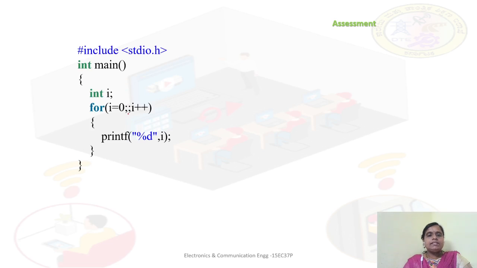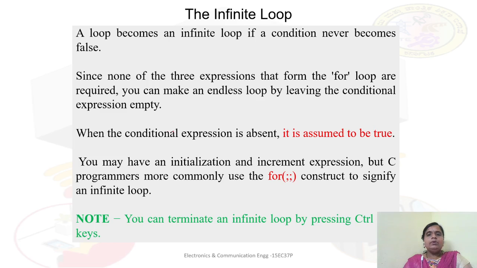Here I have skipped the expression 2. When the expression 2 is skipped, we always consider it to be what? The true condition. Hence, when the testing condition is absent, we are going to consider it to be the true value. So as it always remains true, it is going to enter the infinite loop. Okay, so what is an infinite loop? If the condition never becomes false, if it is never going to give you a 0 value, then it is going to enter the infinite loop. So if the expression is absent, then it is to be assumed as true itself.